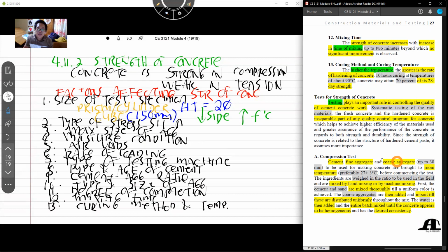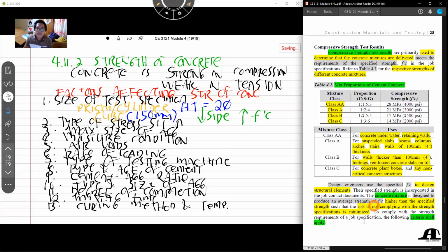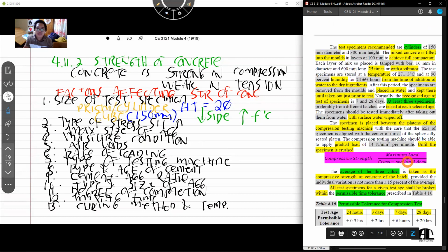yung test na to class, supposedly yung course aggregate natin is up to 38 mm. Okay? Tapos, yan. So, meron ulit tayong video class discussing para mas mabilis. So, supposedly lang class, yun, no? Gagamit tayo ng cylinders na 150 mm diameter by 300 mm height. Okay? Tapos gagamit tayo ng at least 3 specimens class.